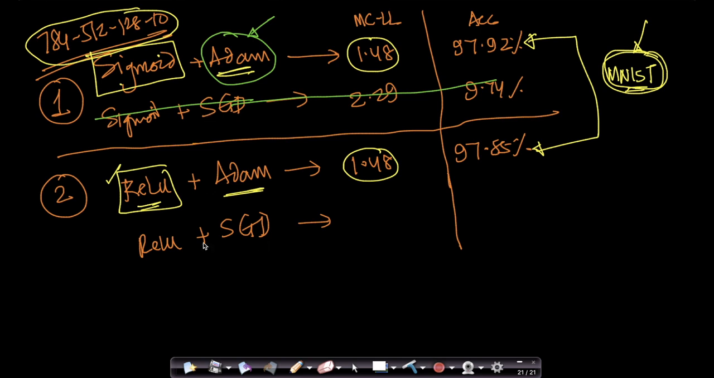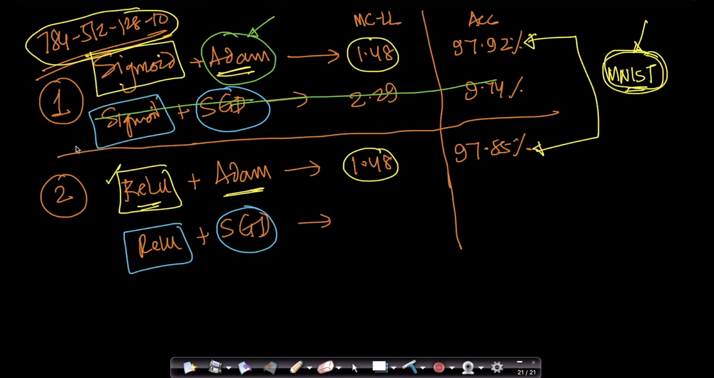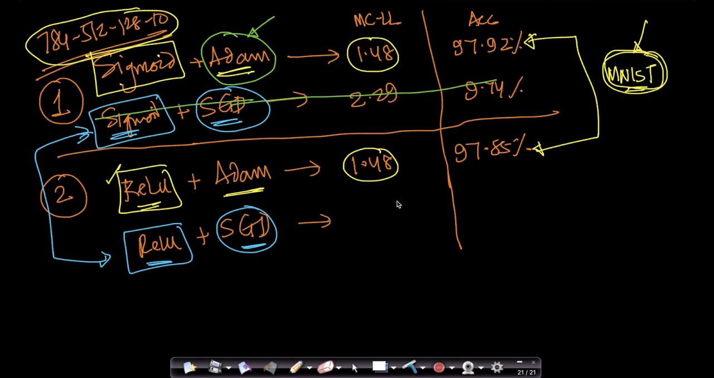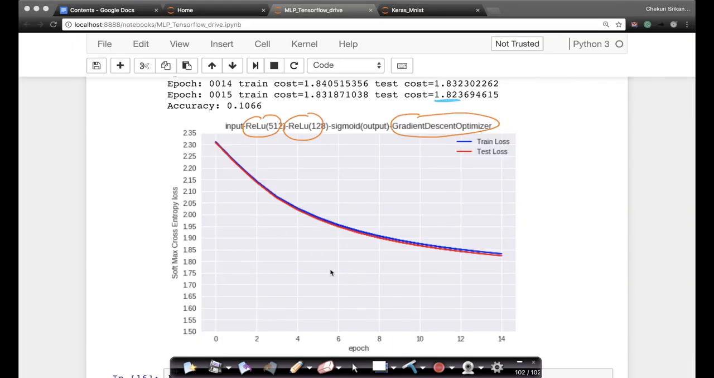Now let's compare between these two. Let me change the color here. This is SGD, this is SGD, same 15 epochs. This is sigmoid, but this is ReLU. I'm comparing these two because it's a nice apples to apples comparison, right? The only change between this model and this model is sigmoid to ReLU. Everything else is the same. The optimizer is SGD, the optimizer is SGD. Okay, now let's look it up. The value that I get here is 1.823. And the accuracy that I get here is 10.66%.